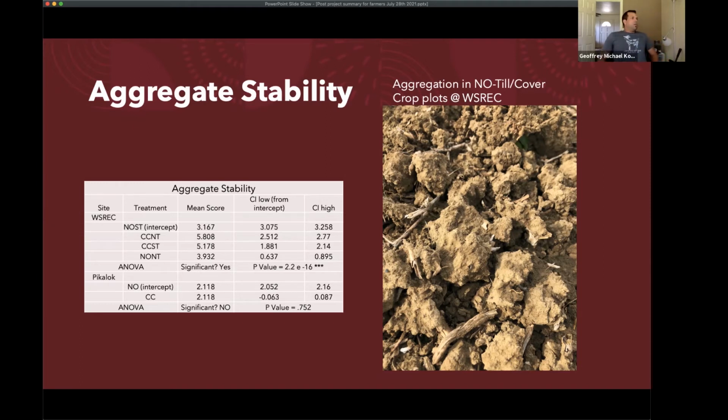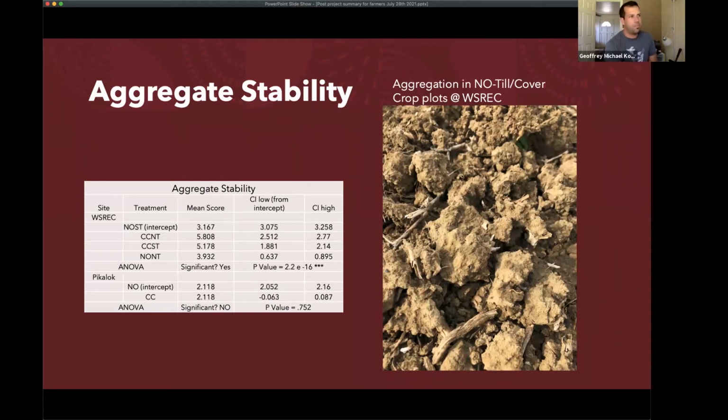So, aggregate stability. This is a picture from the Westside REC on the right of the no-till cover crop site. So this is what we're shooting for as far as aggregate stability. Those soils are aggregated, and the surface condition is ripe for great infiltration and water movement.